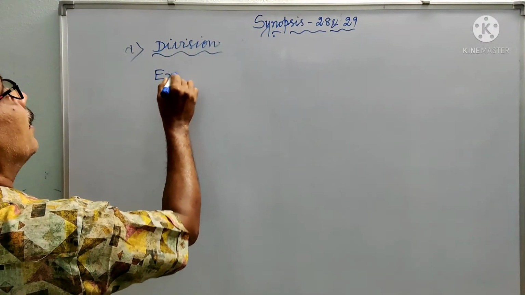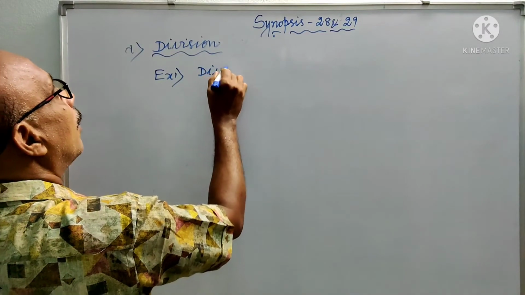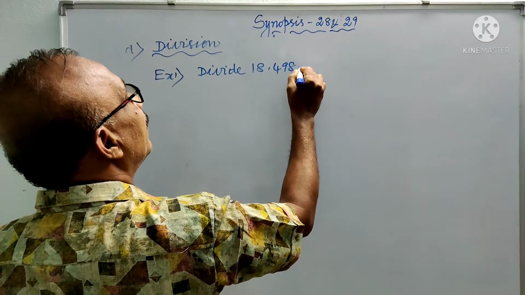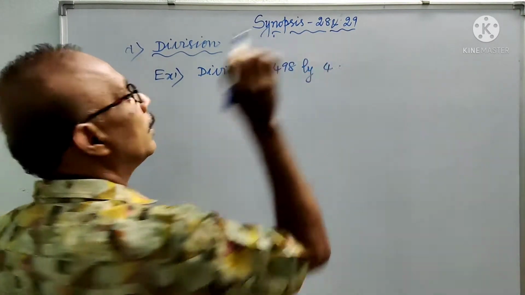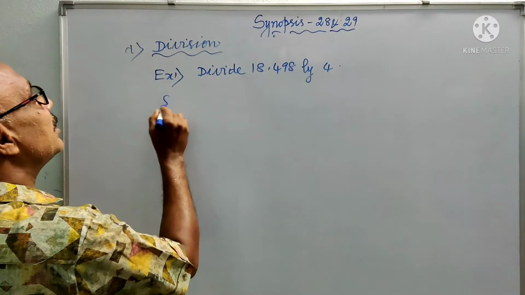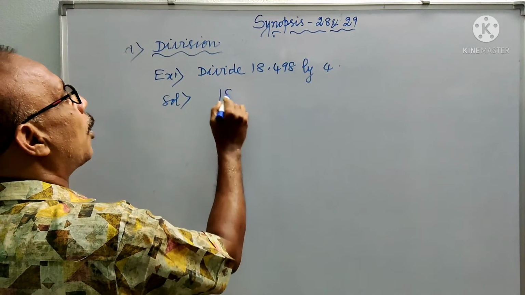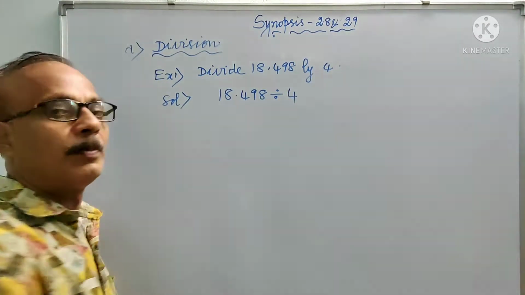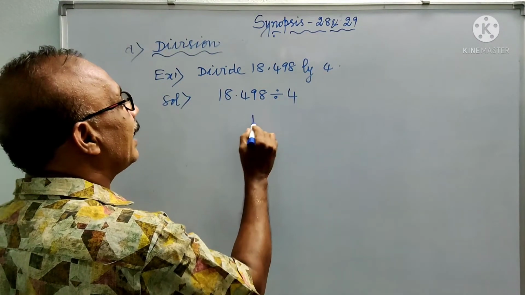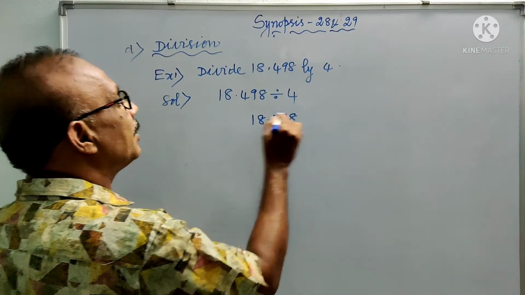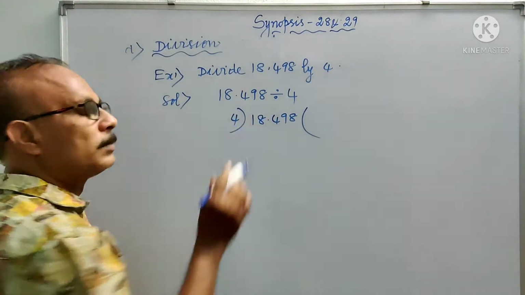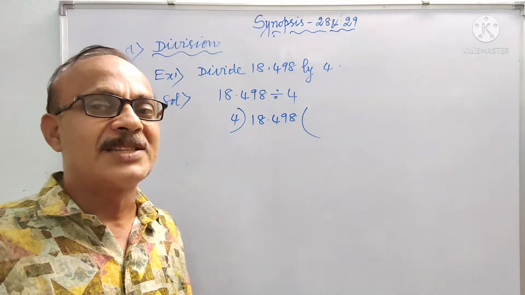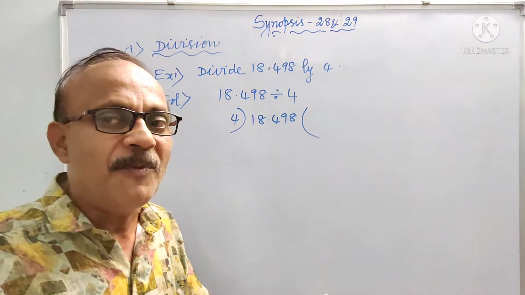Example 1. Divide 18.498 by 4. Okay. So what is the division sentence we have to write here? 18.498 divided by 4. So that means you have to divide 18.498 by 4. And this is just normal division only. The division process is as we do it in natural numbers, in the same way we do here also.